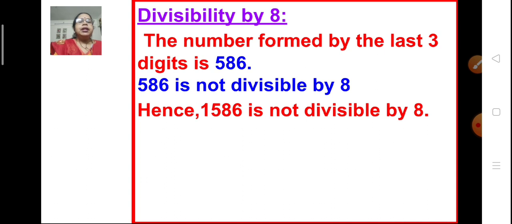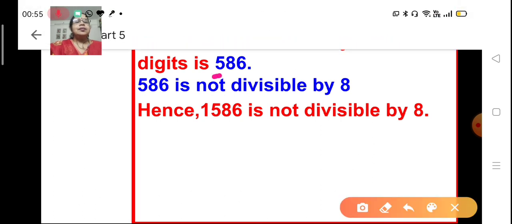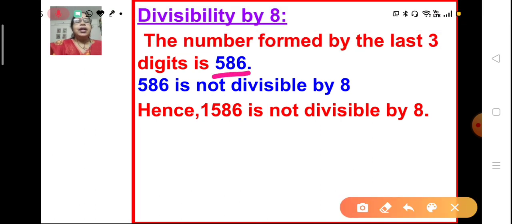Now divisibility by 8. What is the rule? The number formed by the last 3 digits should be divisible by 8, then only the number will also be divisible by 8. And the number formed by last 3 digits in 1586 is 586.